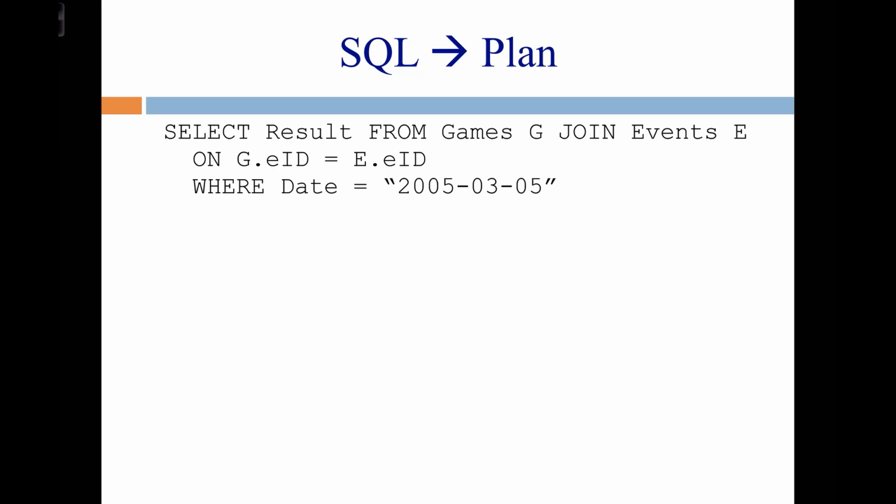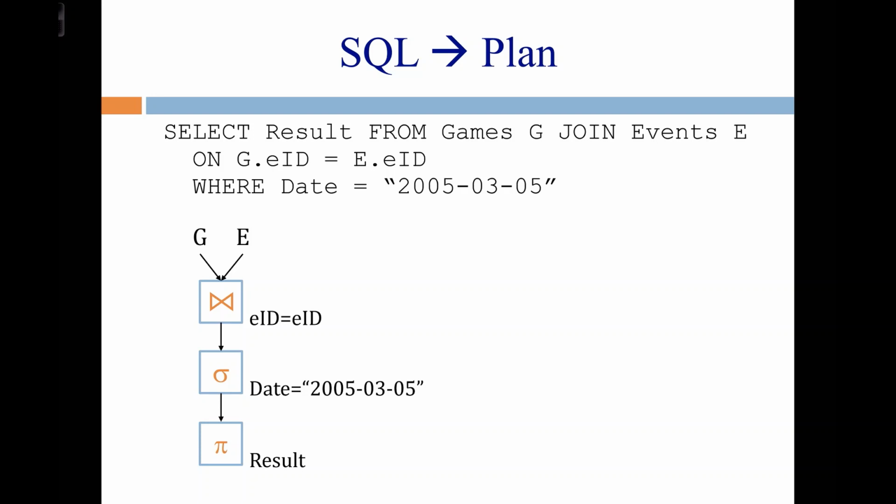Let's look at one of them. We can do the join first. We look at every row in games and compare it with every row in events and find the ones where the EIDs match. The output of this will be a temporary relation, and we input that temporary relation into the selection filter. That's where we remove the rows where the dates don't match, and then the output of that goes into a projection to get out just the result column.